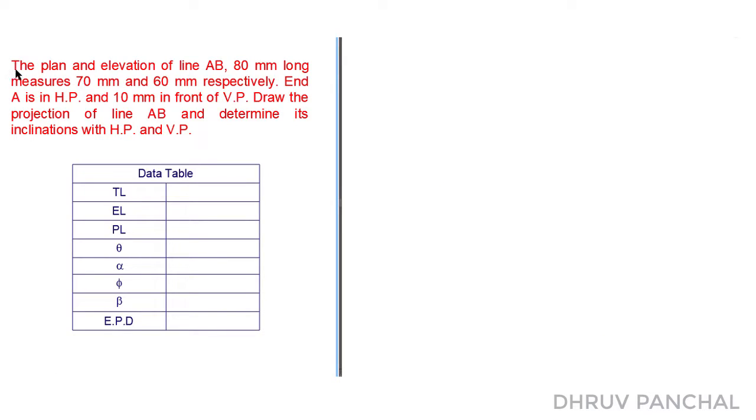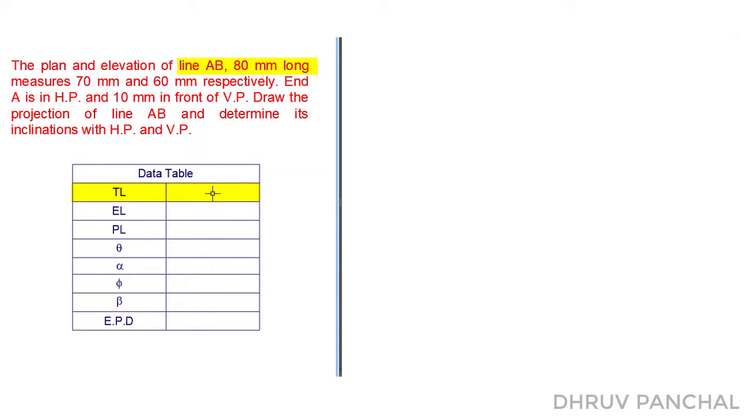So here it is, our data for the problem. The plan and elevation of line AB, 80 mm long, measure 70 mm and 60 mm respectively. Endpoint A is in the horizontal plane and 10 mm in front of the vertical plane. Draw the projection of line AB and determine its inclination with the horizontal plane as well as the vertical plane.